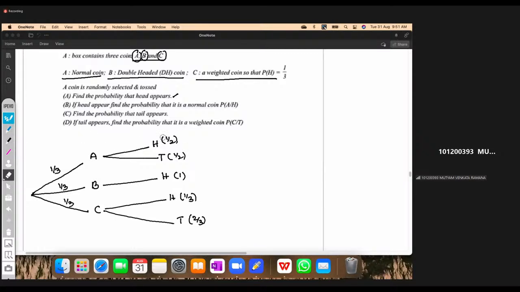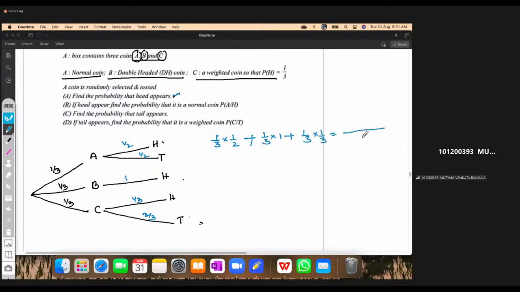Instead of writing these values, you will write them on the branches: 1/2, 1/2, 1, 1/3, 1, 2/3. Now the probability of head is 1/3 into 1/2, or 1/3 into 1, or 1/3 into 1/3. So this is equal to 1/6 plus 1/3 plus 1/9, which is 3/18 plus 6/18 plus 2/18, equal to 11/18.